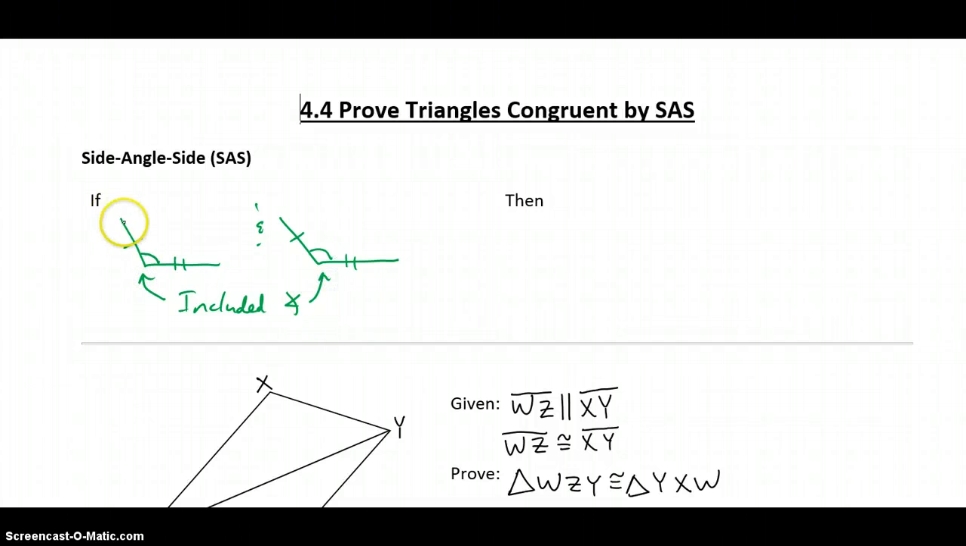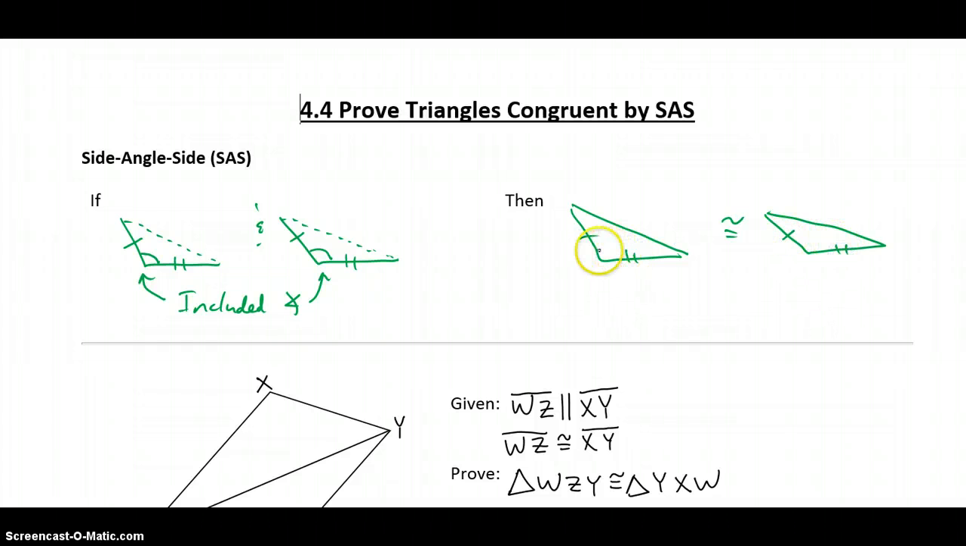then it actually does not matter how long this third side is, because it's going to be the same between both triangles. If we have side, angle, side, that's enough information to prove that we have two congruent triangles. Now again, after these triangles have been proved congruent, all of the remaining parts will be congruent. So the missing side will be congruent, and the two remaining angles will be congruent to each other.